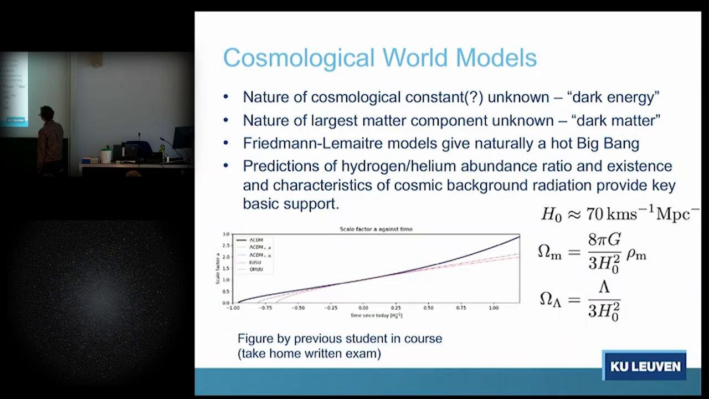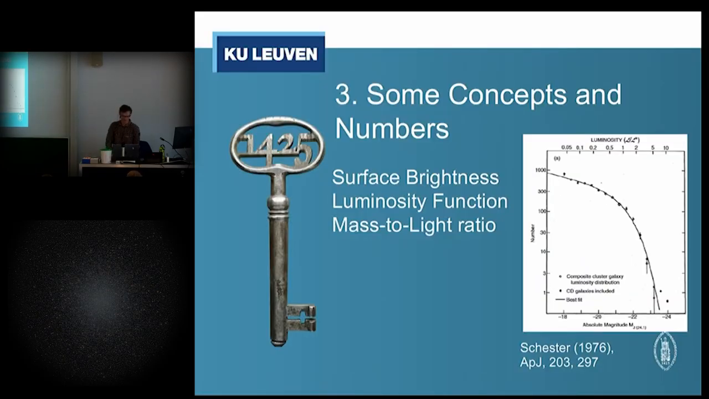But then the thing that one normally does is to set up the Friedmann-Lemaitre equations and then make predictions from that. And here is again just a calculation of the scale factor that we'll come back to in the take-home written exam of the course. So it will come back to us.